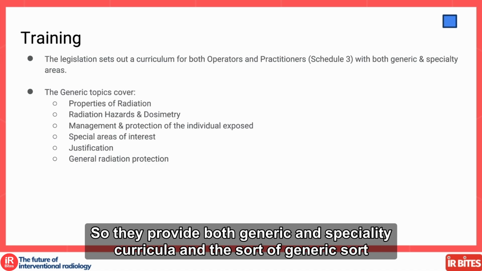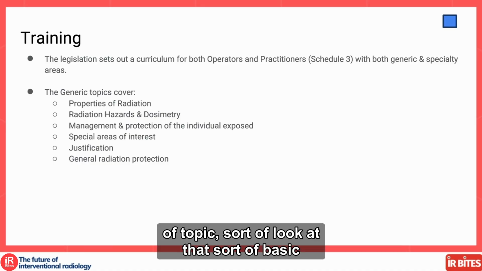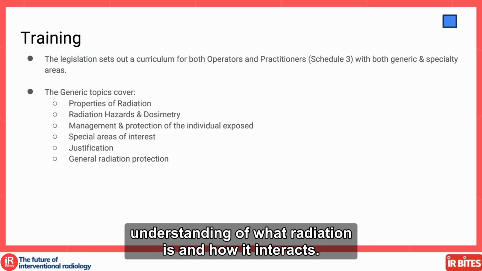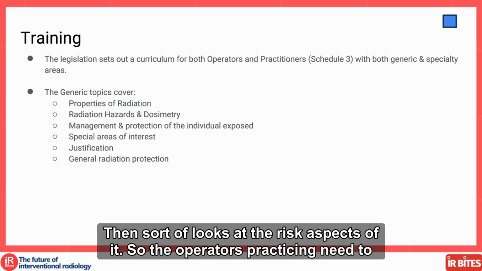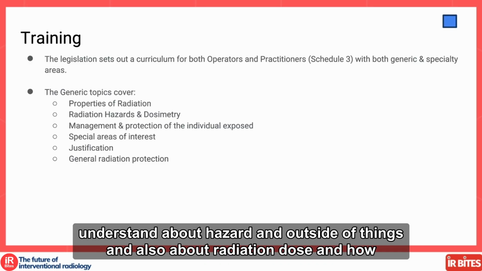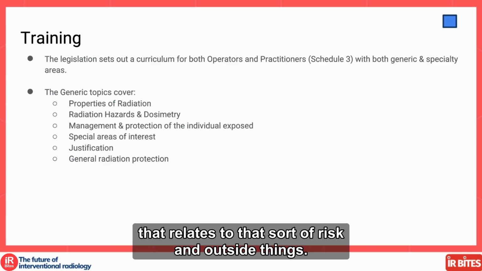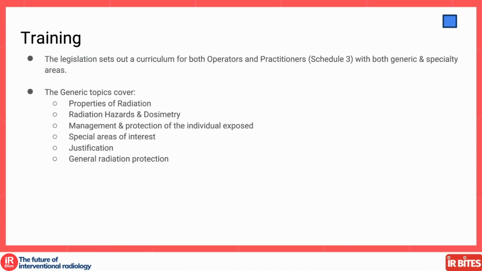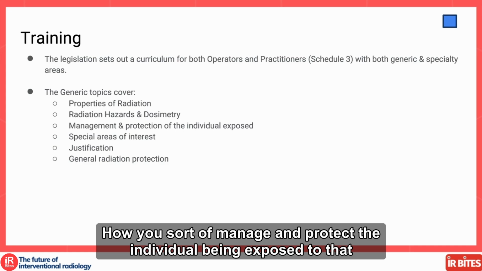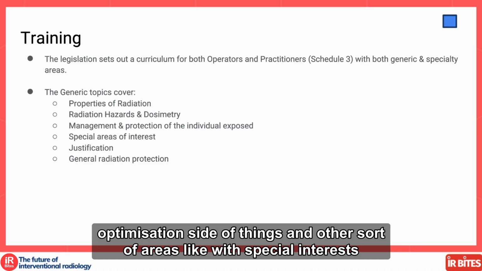So they provide both generic and speciality curricula, and the generic topics look at the basic understanding of what radiation is and how it interacts. Then it looks at the risk aspects of it. So the operator and practitioner need to understand about the hazard, and also about radiation dose, and how that relates to risk. Then how you manage and protect the individual being exposed, so that optimization side of things.